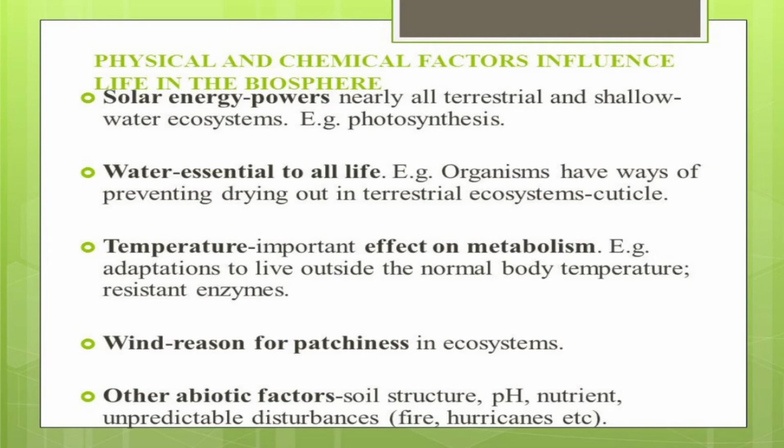Third, temperature. Temperature has a very important effect on metabolism. For example, adaptations to live outside the normal body temperature, such as temperature-resistant enzymes. Wind is a reason for patchiness in ecosystems. Last, other abiotic factors: soil structure, pH, nutrients, and unpredictable disturbances. Those are fire, hurricanes, etc.